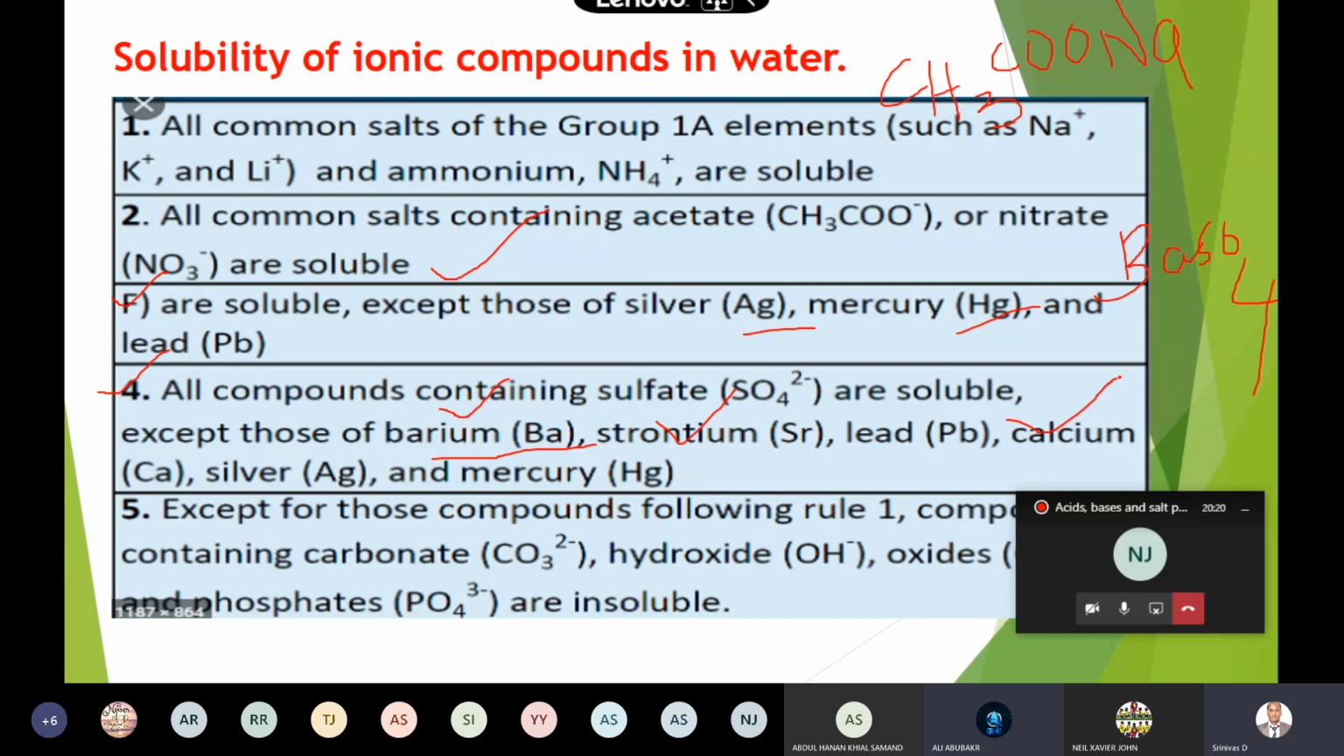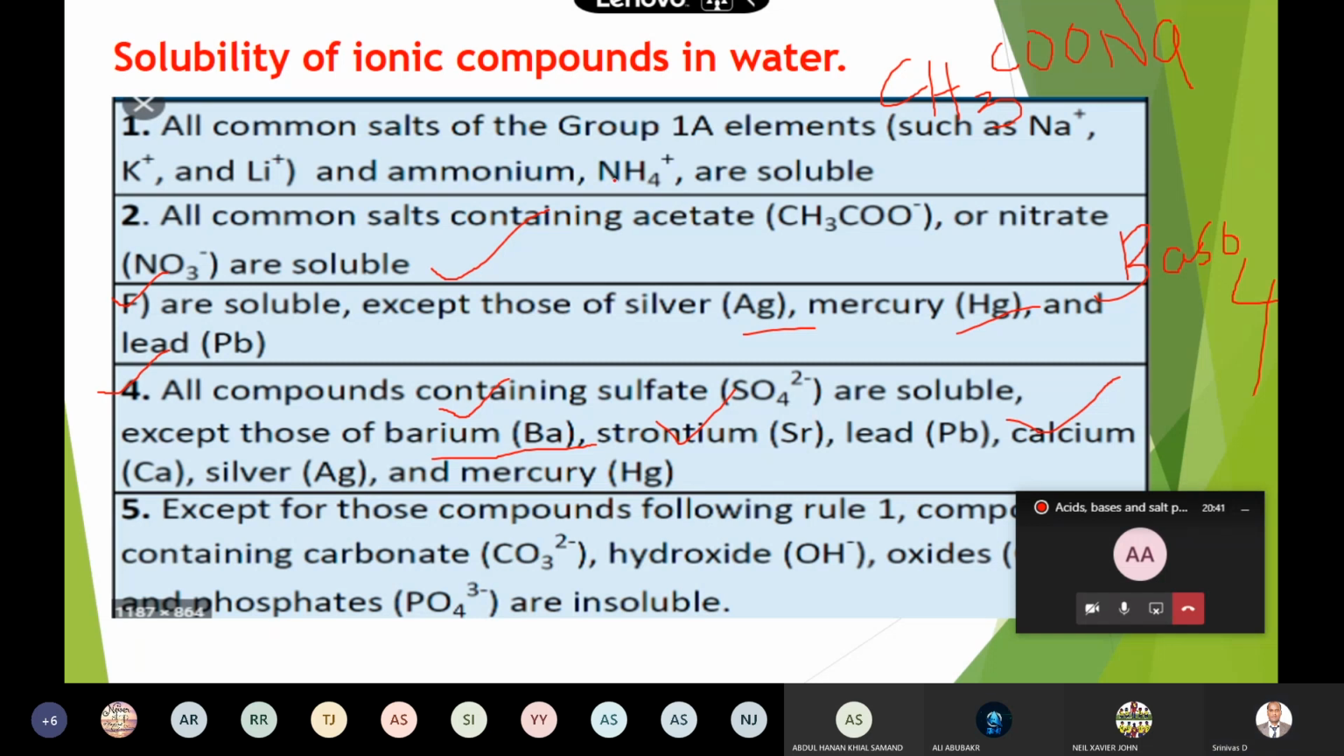Two. Yasmin. Yes. Two. Ali. Group 2. Yeah. Super, Ali. So whenever you find these salts exclusively, like barium or strontium or lead salts or calcium salts, those are insoluble. But which salts? Sulfate salts now.